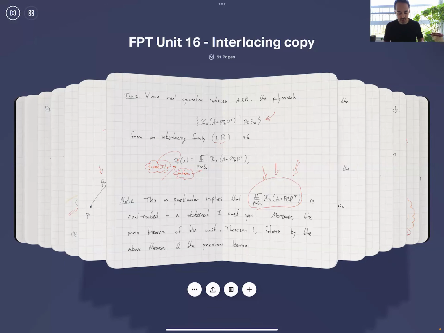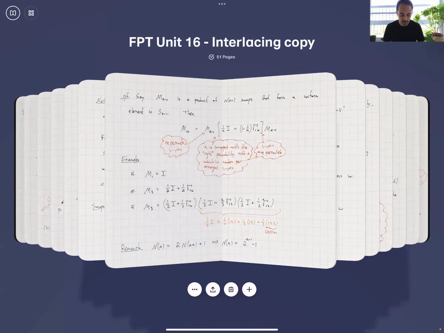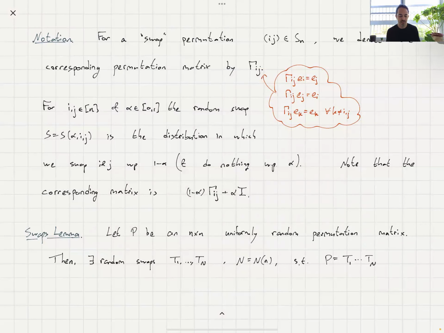So we somehow need to construct this tree, to break down the permutations in such a way. So we need some notation. For a swap permutation, just an ij permutation flipping i and j, we denote the corresponding matrix by gamma ij. Right, so gamma ij of ei is ej, and of ej is ei, and gamma ij of ek is just ek for every k that's not i and j. And so that's a swap permutation.